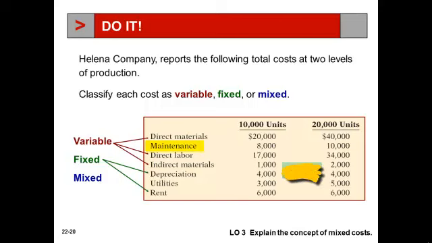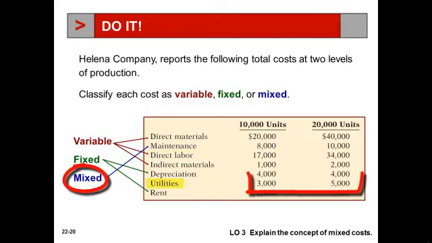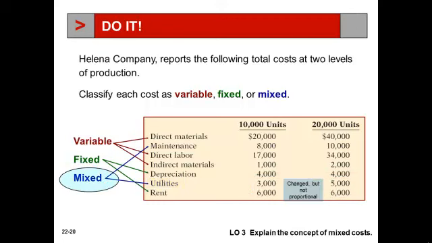Now let's take a look at an example at maintenance costs. They increase from $8,000 to $10,000 as production doubled. So it's an increase, but it's not a proportionately direct increase. That'd be an example of a mixed cost. Similarly, utilities, they increase from $3,000 to $5,000 when production doubles. That'd be an example of a mixed cost. It has a fixed cost element plus a variable cost element. It changes, but doesn't change proportionately as the activity level changes.